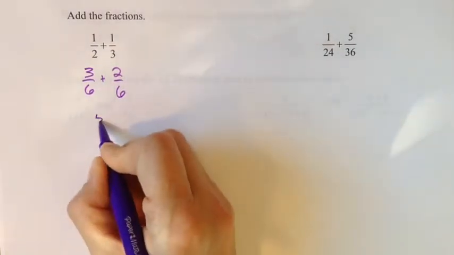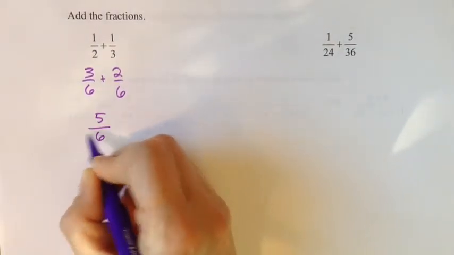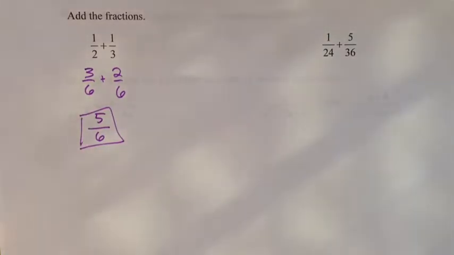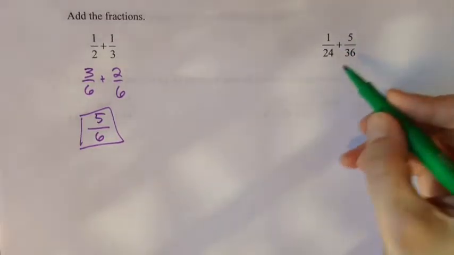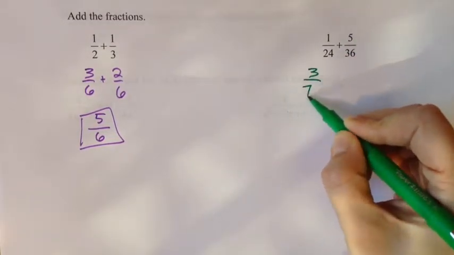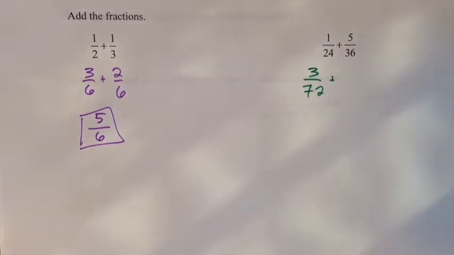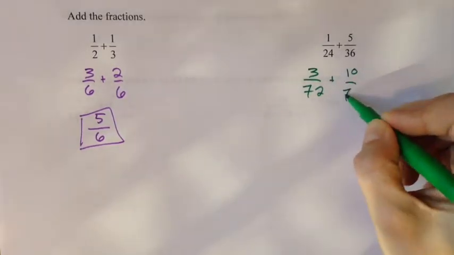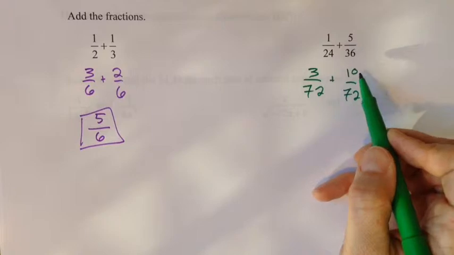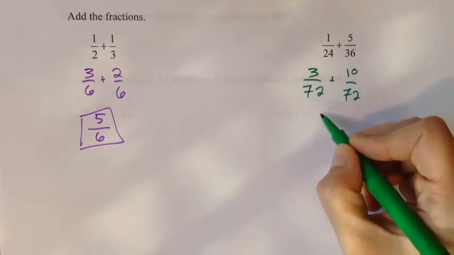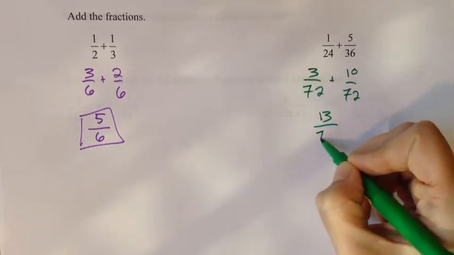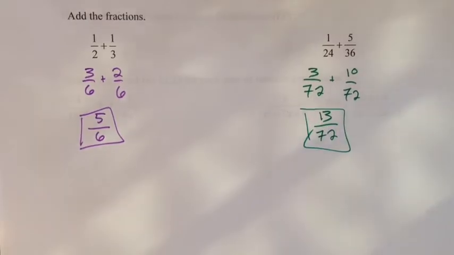3 plus 2 is 5, and the denominator stays the same, 5/6. To add 1 over 24 and 5 over 36, it's the same thing. I start by rewriting my 1 over 24 as 3 over 72, and my 5 over 36 as 10 over 72. Then I add the numerators. 3 plus 10 is 13, and my denominator stays the same, 72.